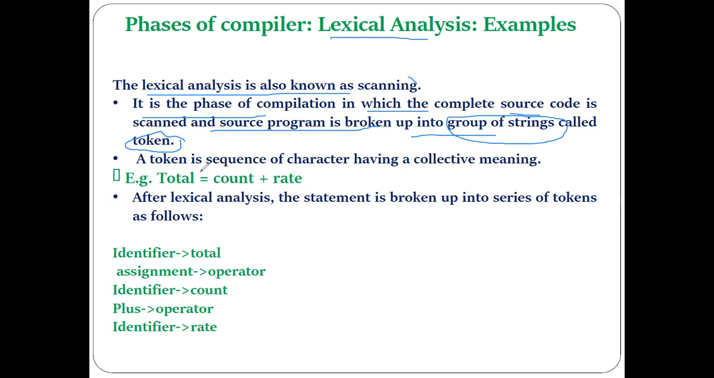Now, what is a token? A sequence of characters having collective meaning, or it is also considered as a class or category of a particular lexeme. What is the class or category of a particular lexeme? It can be an identifier, a keyword, an operator, etc. So a simple example we have taken here: total equal to count plus rate.